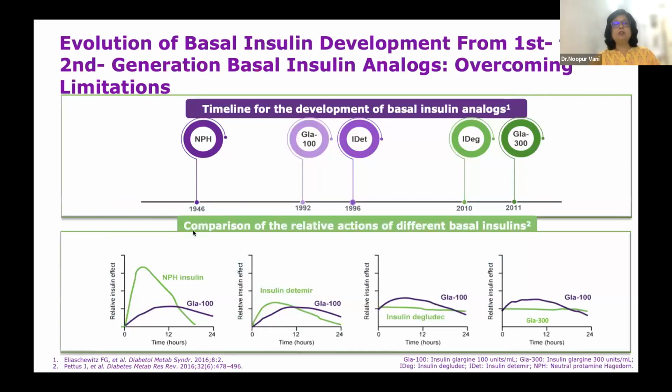Now, this is the evolution of the basal insulin. We are talking about one of the best insulins to begin with. As we'll be seeing in the guidelines, they say, this is not my point of view, the guidelines recommend the basal.